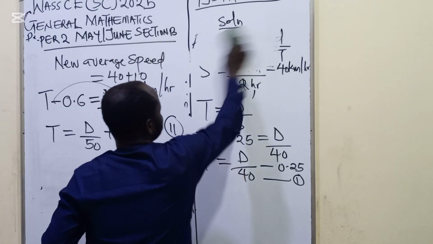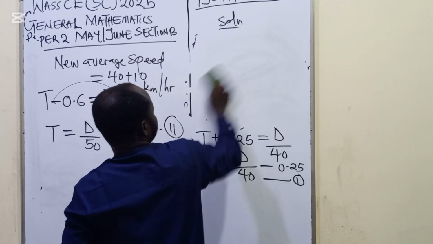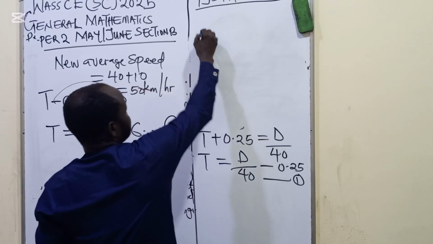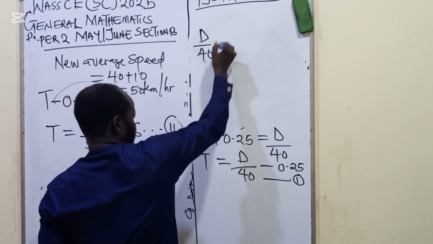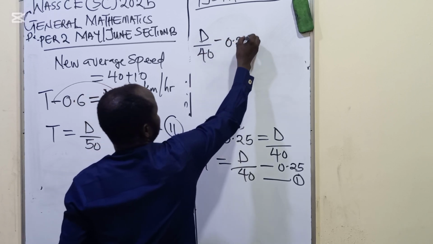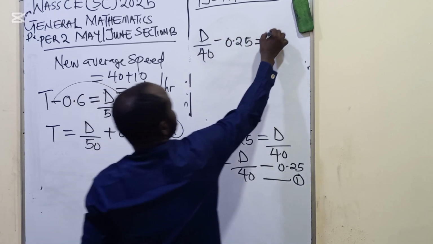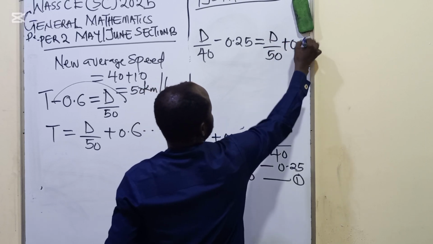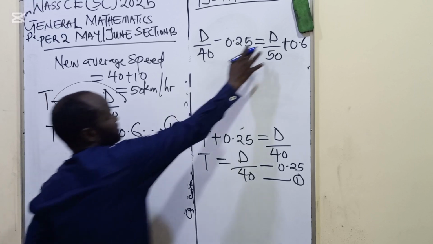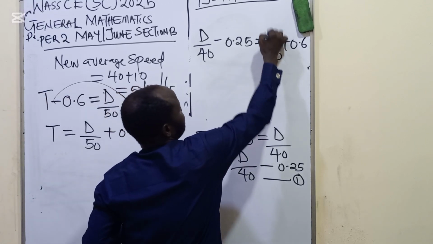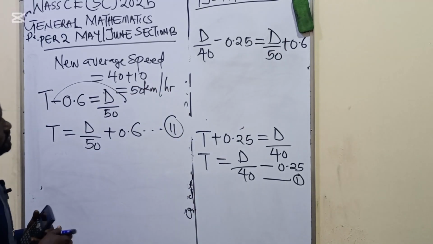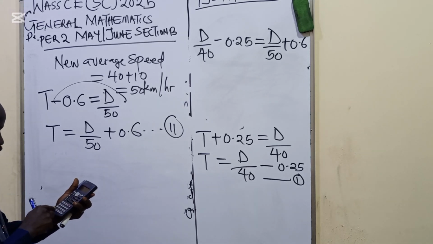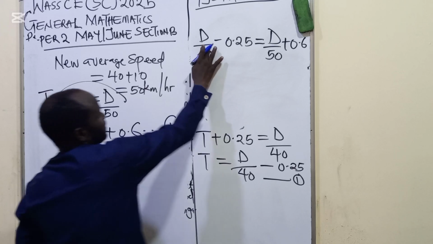So let's move here. From here, we can see that d divided by 40 minus 0.25 will be equal to d divided by 50 plus 0.6. Our aim is to find the distance d now. We are using d for distance. Very important, okay? Let's find the LCM. What will be the LCM of 40 and 50? Of course, it will be 200. So we multiply through by 200.